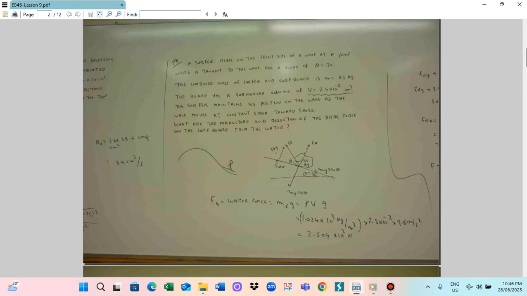And here is the perpendicular direction, which will be FB, the buoyant force. Here we have mg sin theta, and this is mg cos theta. At the moment we have an equilibrium situation. In this case, the drag force is equal to mg sin theta, and FB is equal to mg cos theta. So FB we can calculate.